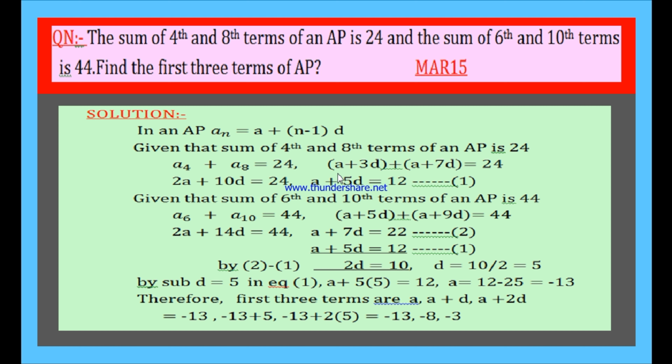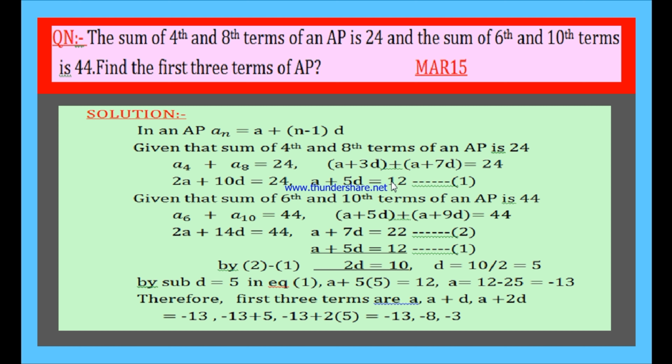Now if we add these two, a plus a is 2a, and 3d plus 7d is 10d, which is equal to 24. Now you can cancel 2 on all the terms. Let us divide each and every term of the LHS and RHS by 2. 2a by 2 is a. 10d by 2 is 5d.